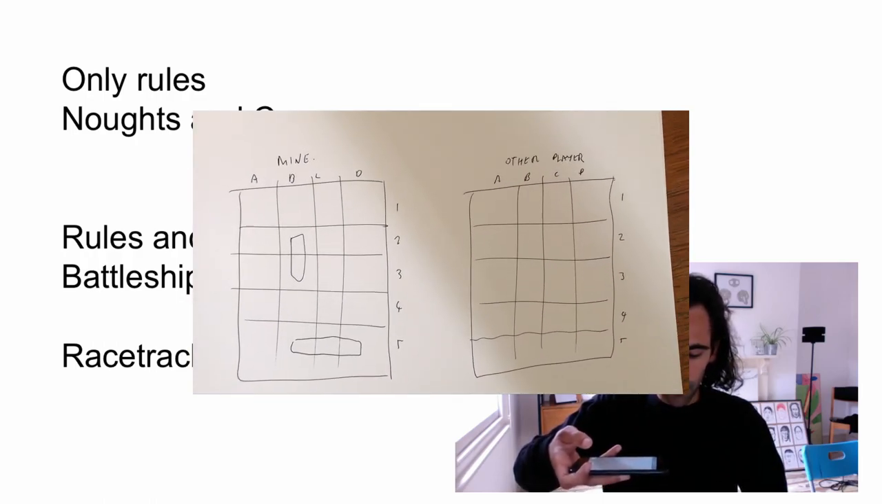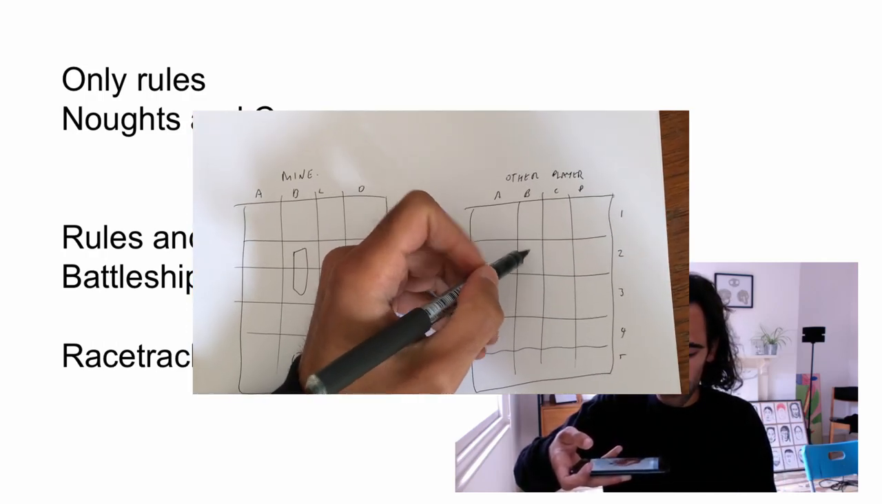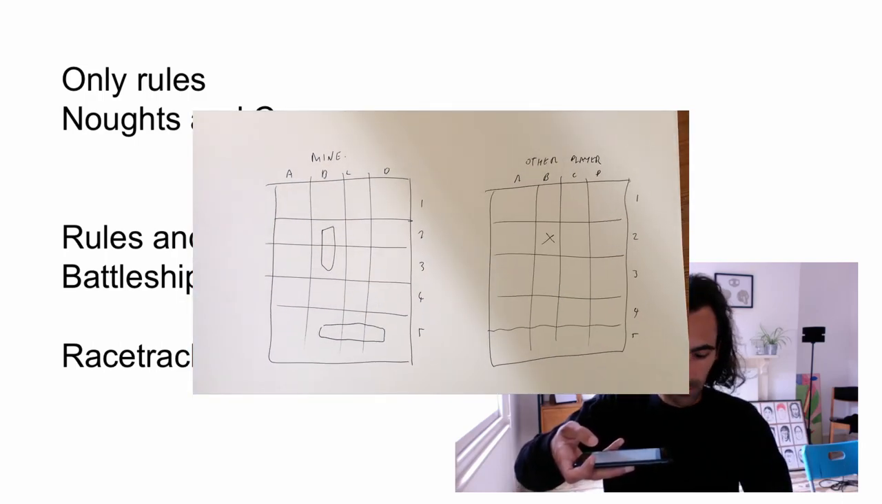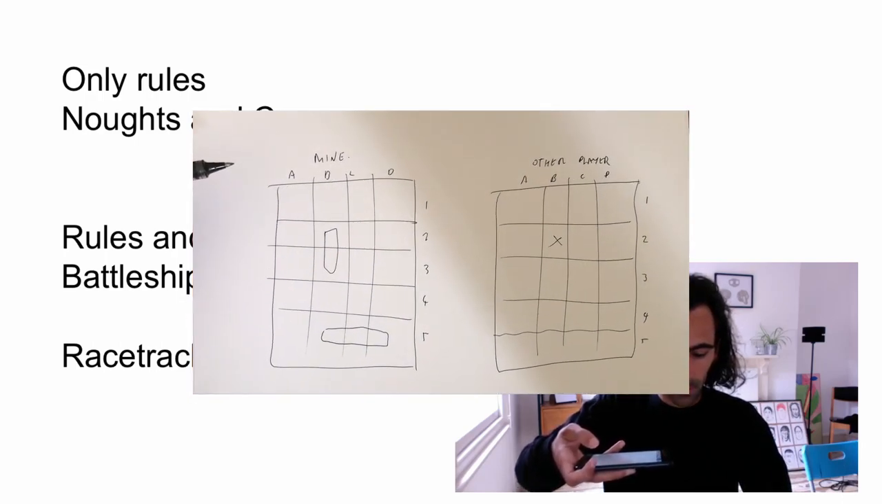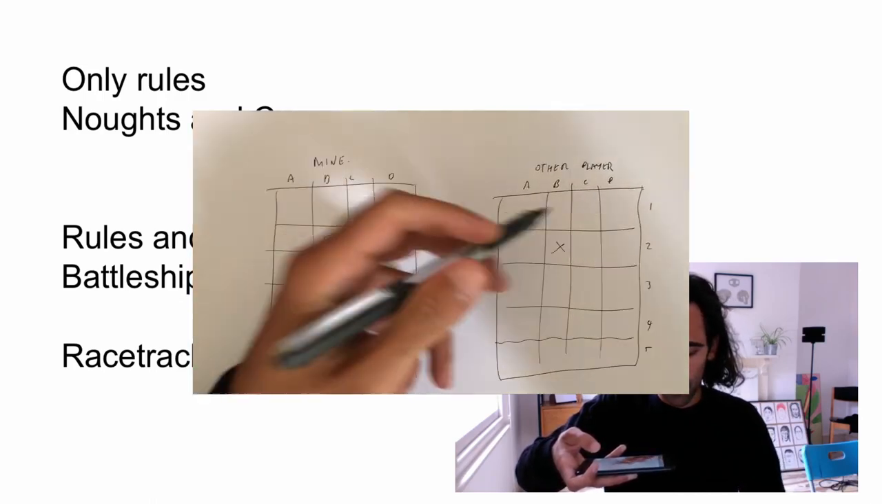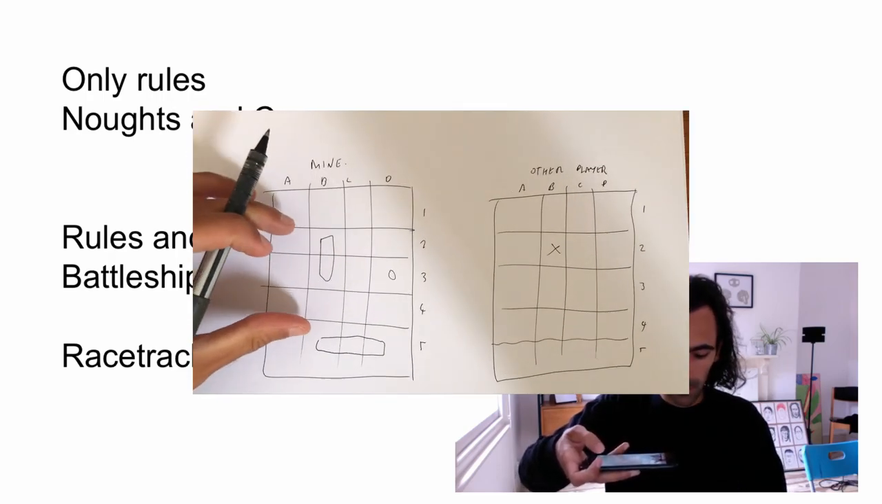So you say, I target B2. And then they tell you if it was a hit or a miss. So say it's a hit. And then they're going to say the place they choose. Let's say they choose D2. Say it's a miss. And so on. And so you can see you're quickly playing this game.